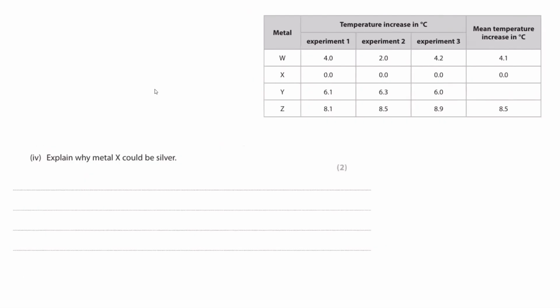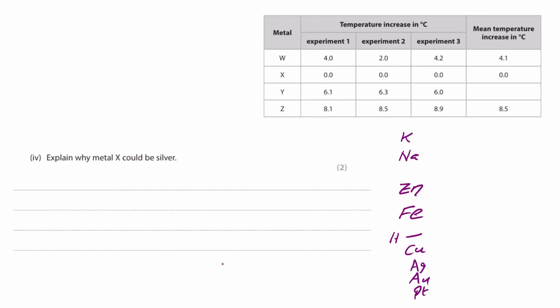Okay, explain why metal X could be silver. The reason is, if you take the reactivity series, I think you can remember the reactivity series. So we have potassium, sodium, the more reactive metals. Then we have zinc, iron. Then we have hydrogen, and then we have copper. Below copper there are only a few metals: silver, gold, platinum.